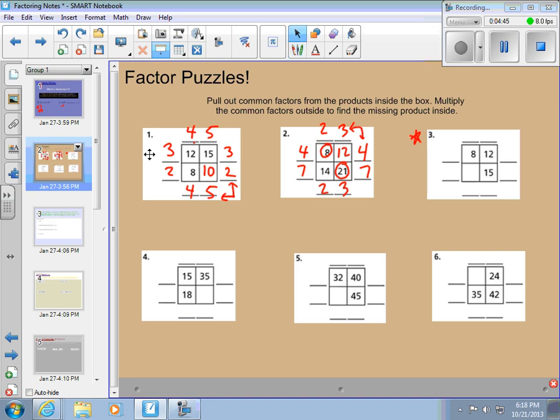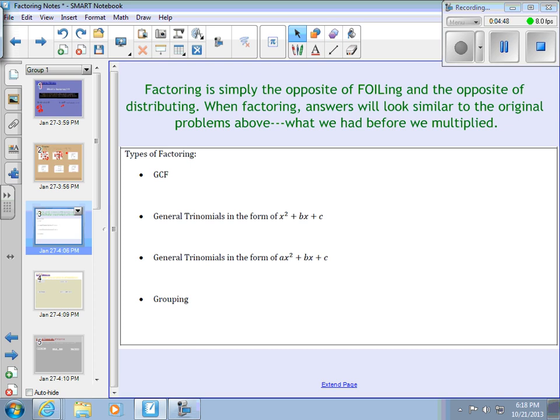All right, so factoring. The types of factoring that we're going to be looking at today are a few different ones. And factoring is simply the opposite of doing foiling. If you remember, FOIL is the acronym we use in Algebra 1 and geometry to multiply two binomials. It also could be the opposite of distributing as well. So some types of factoring are the opposite of distributing. When factoring, answers will look similar to the original problems that we've seen before.